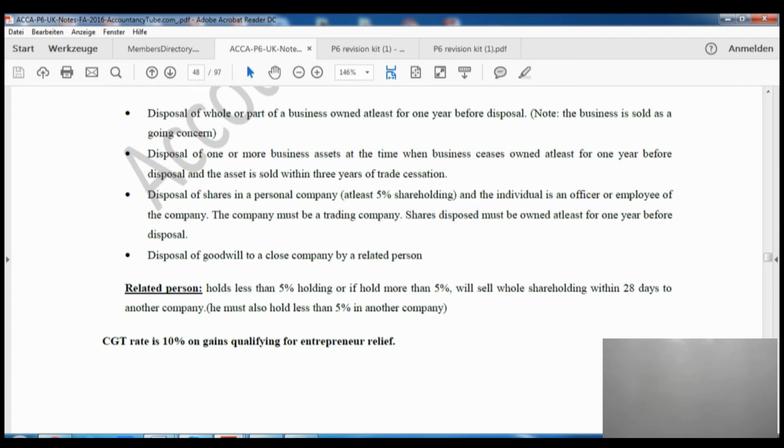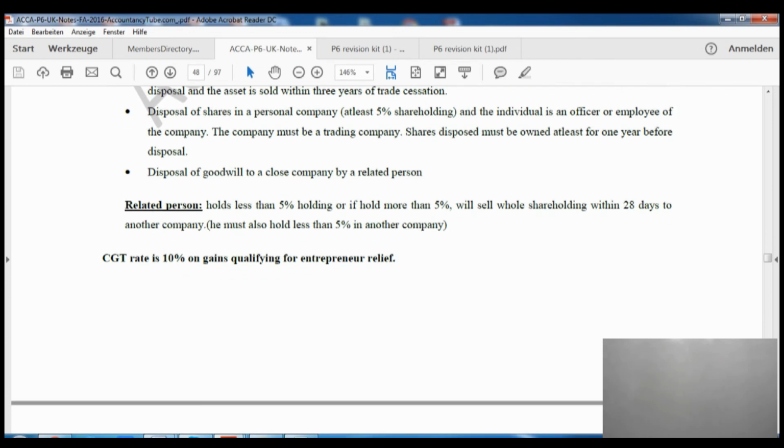A disposal of shares in a personal company. Now what the personal company is, at this level, just remember it as a 5% shareholding company. So personal company means when you hold 5% of the company, and the individual is an officer or employee of the company as well. So if you hold 5% of the shares in a company and you are an officer and employee of the company, that is a personal company, the company must be a trading company, and shares disposed must be owned for at least 1 year before disposal.